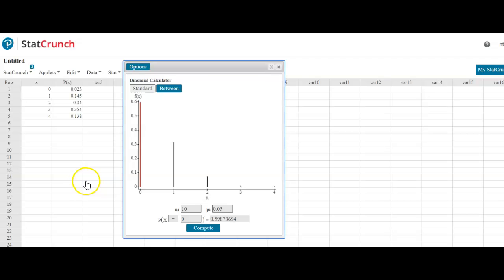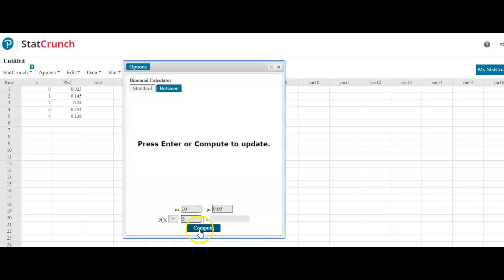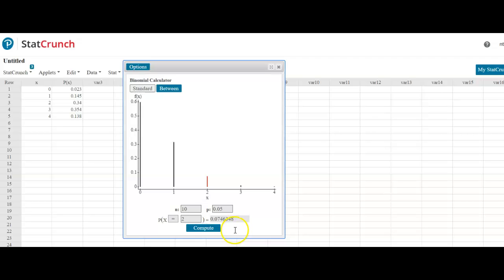The next question was find the probability that exactly 2 are cashless. So I'm just going to change 0 to 2 and compute again. That gives me a probability of 0.0746 rounded to 3 significant digits.